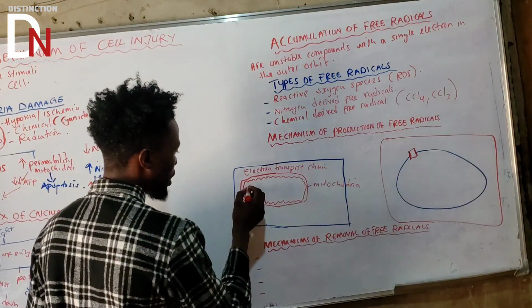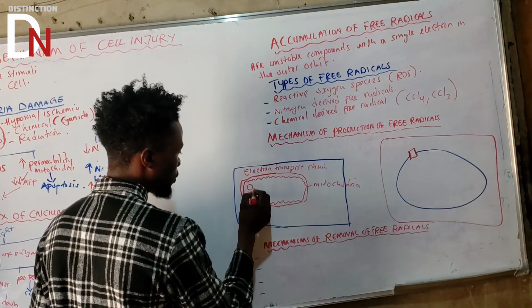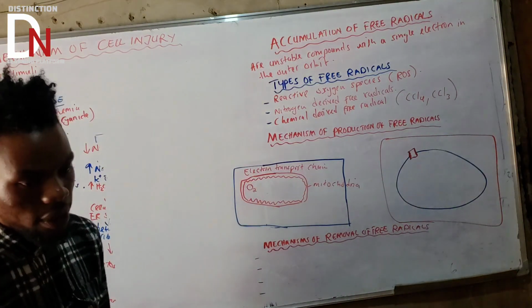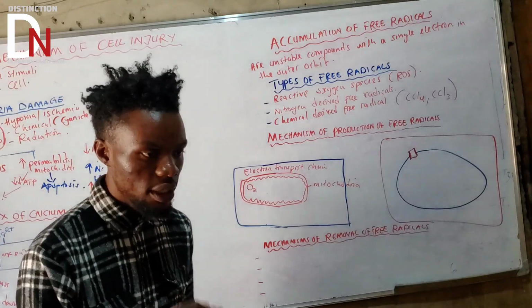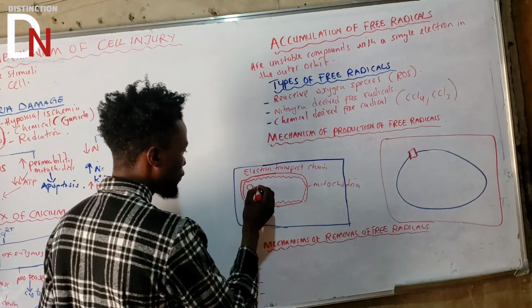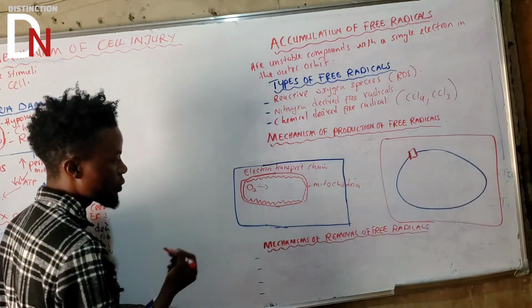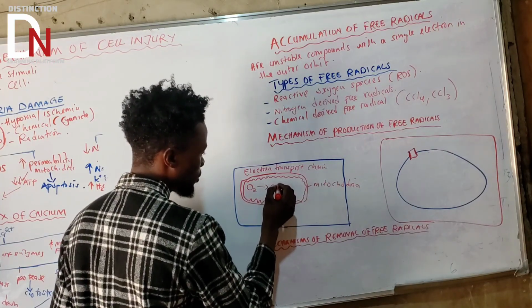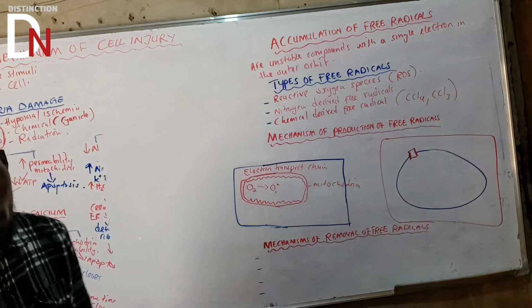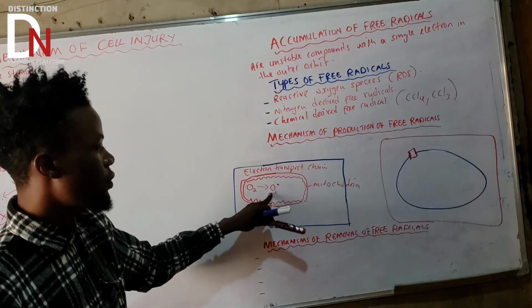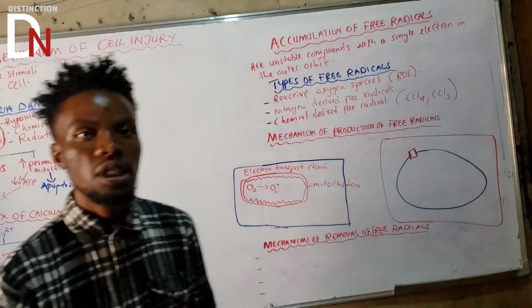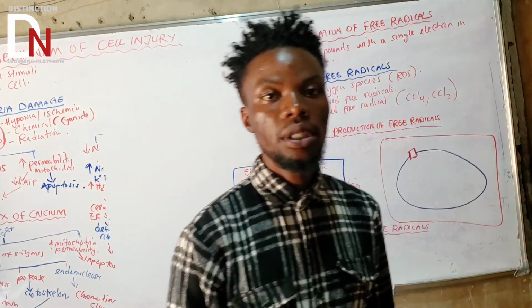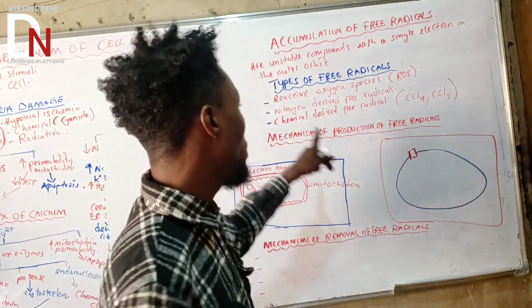Basically we have oxygen here. That oxygen has to be converted into water and ATP. But if there's a mistake now, it will produce this one. It's going to produce a superoxide. So this is a superoxide, with 1 electron in its outermost shell. That is a superoxide, one of the types of free radical for oxygen.